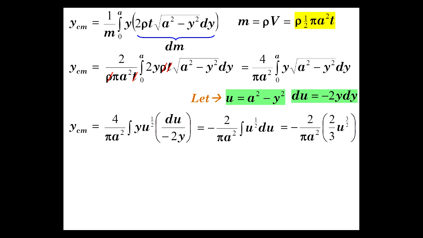Pay attention. Quit zoning out on me here. We're almost done, so stay focused. All right, that's minus 4 over 3 pi a squared, u to the 3 halves.